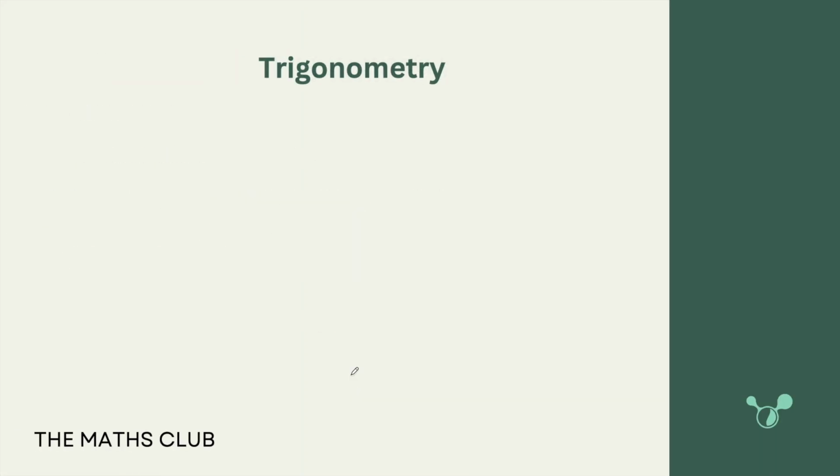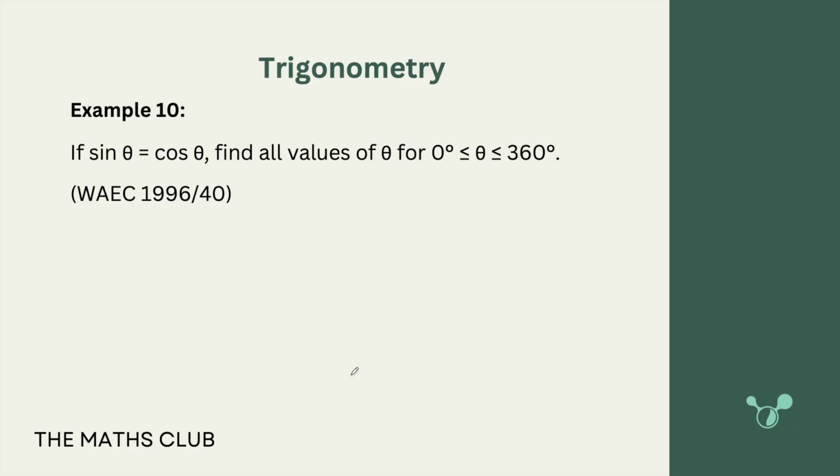Great. Example 10 says that if sin theta is equal to cos theta, find all the values of theta for theta between 0 degrees and 360 degrees. For this one, I want you to try your hands on it. Let's see what you can come up with. So pause the video and try your hands on it.